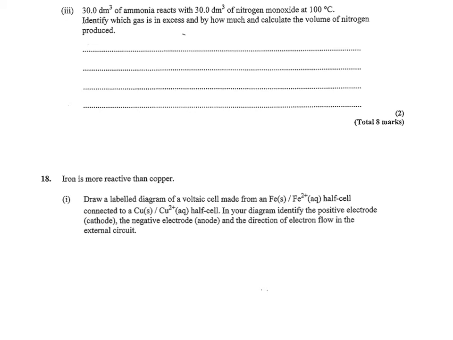Part 3 of that question says 30 decimeters cubed of ammonia reacts with 30 decimeters cubed of nitrogen monoxide at 100 degrees. Identify which gas is in excess and by how much. Well, if I look at my balanced equation, it says 4 NH3 combines with 6 NO. And since these are both gases, if I have 30 of each, my NO is going to be my limiting reactant because it consumes more. So NH3 is in excess.